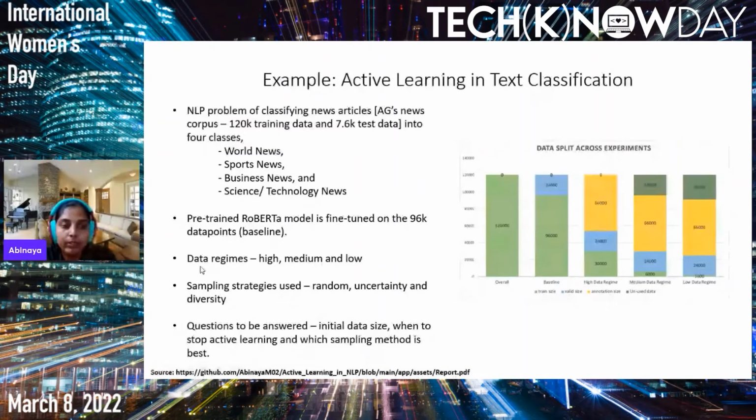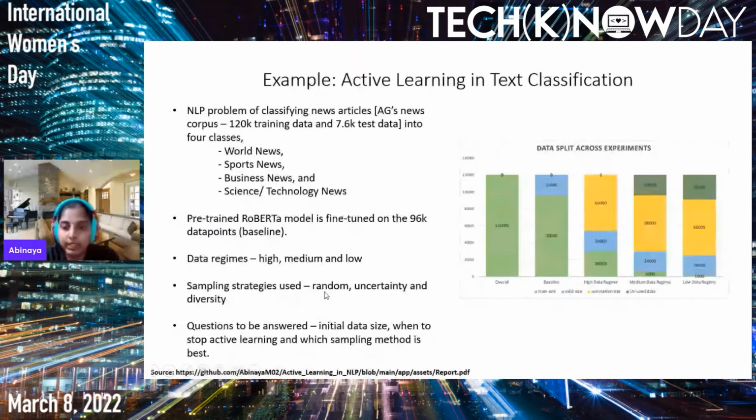Then for this experiment, we have three different data regimes: high, medium, and low. In the high data regime, out of this 96K, we keep 30K as the training data and we fine-tune the model. 24K remains as the validation set, where we tune the model hyperparameters, and the remaining 66K data is available for annotation. From this, we will pick samples through different sampling strategies like random sampling, uncertainty sampling, and diversity sampling, and we will be evaluating this.